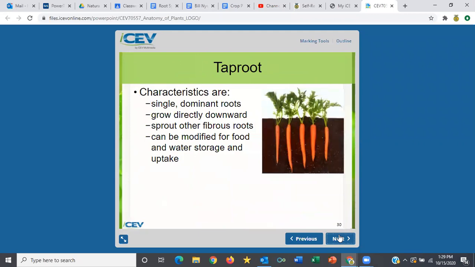So this is our taproot again, our carrots. I don't know how they got this picture. They had these carrots growing along a glass window or something like that, but it does a good job of showing us exactly how those plants are growing and where those carrots are in that system. I've seen this picture in other places too, so it might be photoshopped, I don't know. It's a cool picture. We're going to learn more about taproots as we move forward.